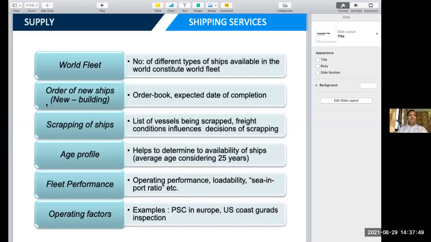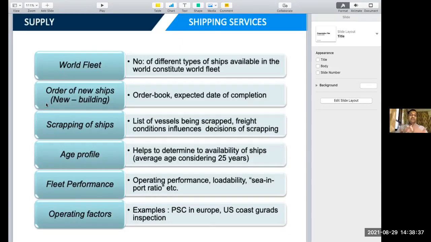Olden days, construction of a ship was a huge exercise. Once the keel is laid till the final make of the ship, the ship used to take minimum 3 to 4 years to come out of the yard. But now with the introduction of robotics, the time taken for construction of the ship is relatively less. Nowadays, in 12 to 18 months, you can get the delivery of the ship once the keel is laid. If you go to these websites, you will clearly see an order book. What are the types of ships they are making, for whom they are making, what is the price at which the ships are booked, and what is the expected date of completion.